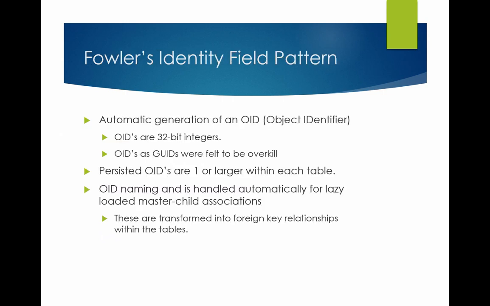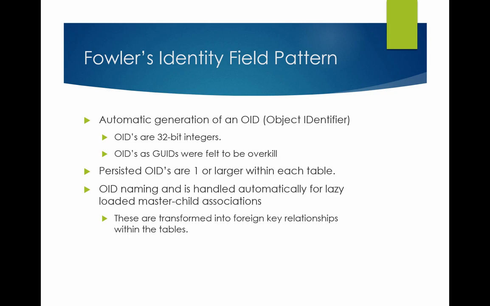And what it does for you is it automatically generates an object identifier. Object identifiers are 32-bit integers. I did consider using GUIDs, and I felt that was overkill. So that was the decision I made. Every persisted OID is the value 1 or larger in each table.